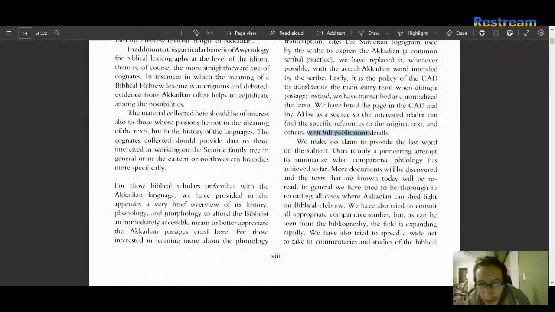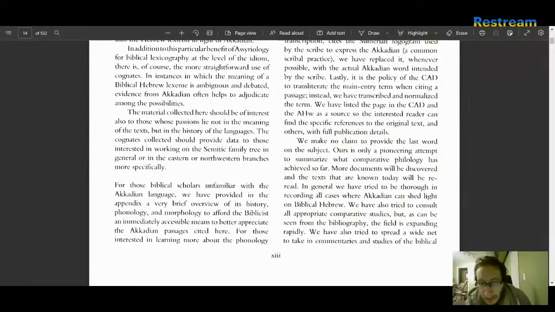We make no claim to provide the last word on the subject. Ours is only a pioneering attempt to summarize what comparative philology has achieved so far. More documents will be discovered, and the texts that are known today will be reread. In general, we have tried to be thorough in recording all cases where Akkadian can shed light on biblical Hebrew. We have also tried to consult all appropriate comparative studies, but as can be seen from the bibliography, the field is expanding rapidly.